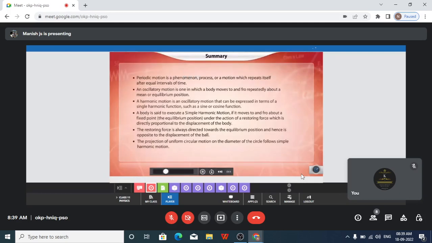Here is a quick overview of simple harmonic motion. This is all we have learned in this module: how to express simple harmonic motion as a periodic function of time. So, that is what we have seen. So, this is all about it. Moving on.